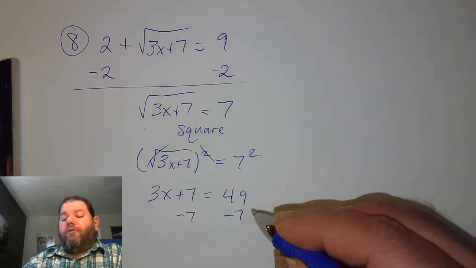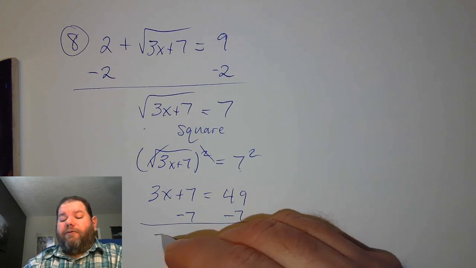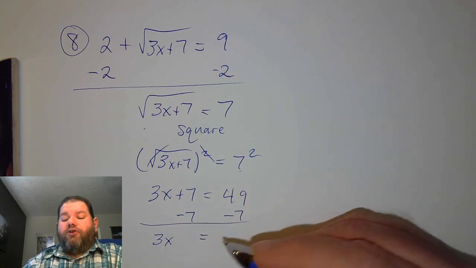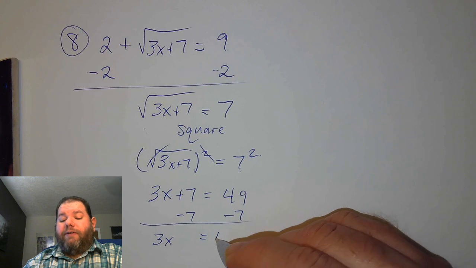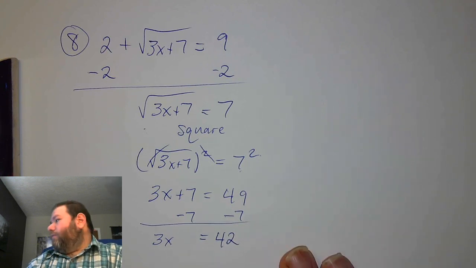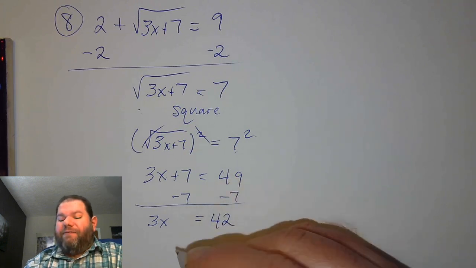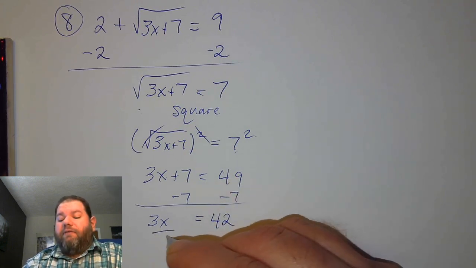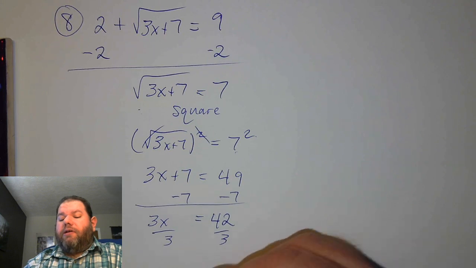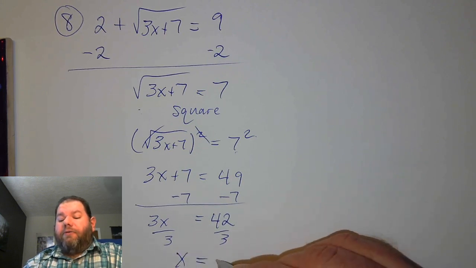Those could happen in any order, but that's probably the easiest order, is to do the subtraction or the addition first and then do the division last. And so finally, if we take both sides and divide by 3, we end up with x equals 14.